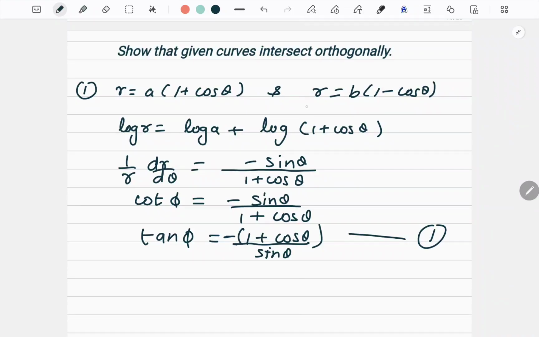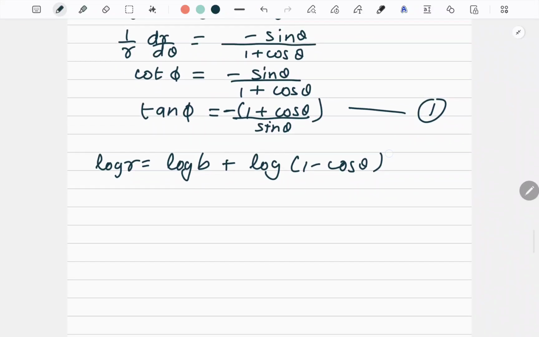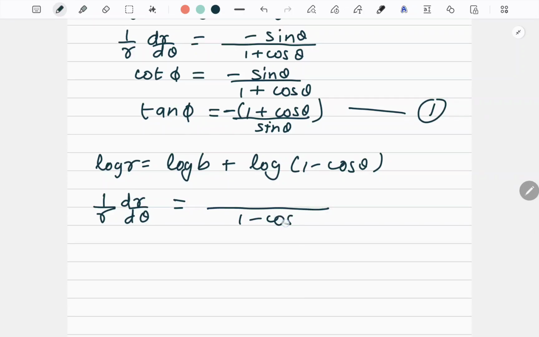Now let's go to equation number 2. Again log r is equal to log b plus log of 1 minus cos theta. Now differentiate it. So 1 by r dr by d theta is equal to sin theta upon 1 minus cos theta.